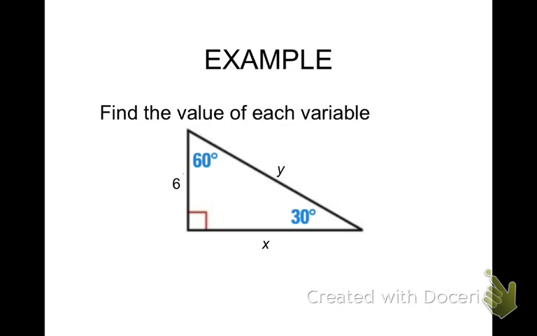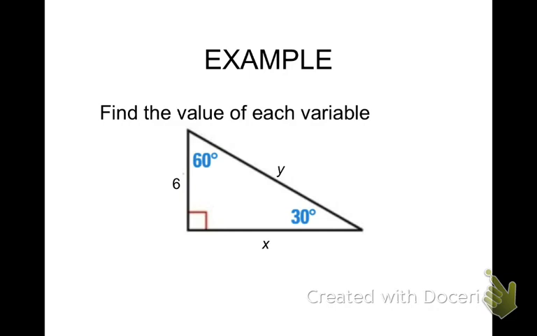So find the value of each variable. So we have a 30, 60, 90 triangle. And we have 6, x, and y for our sides. So the first thing we need to ask ourselves is the 6, the short leg, the long leg, or the hypotenuse? It's the short leg. Perfect. That means this will be one of the easier ones to find out.